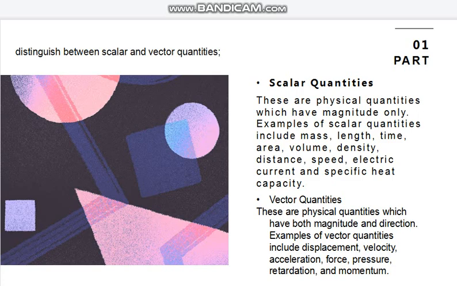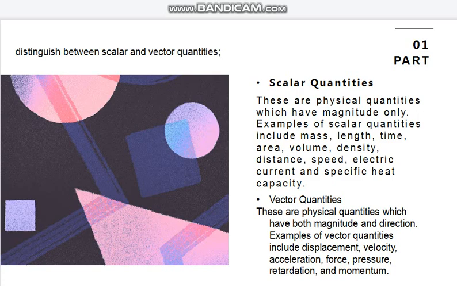We will distinguish these two according to their definition. Scalar quantities are physical quantities which have magnitude only. They don't have direction. This means they only have the occupying amount, but don't show exactly where they are pointing to. Examples of such quantities include mass, length, time, area, volume, density, distance, speed, electric current, and specific heat capacity.